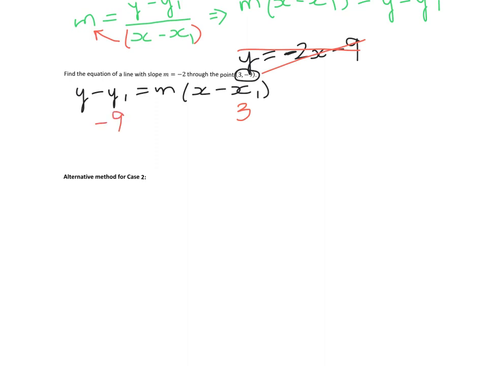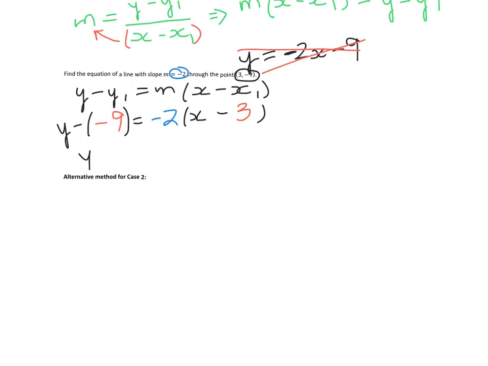All right, and then we have our slope as -2. All right, and then watch what happens. Remember, it has to be y minus the y value. Well, the y value is -9. So it has to be y minus -9. Likewise, over here, it has to be x minus 3.